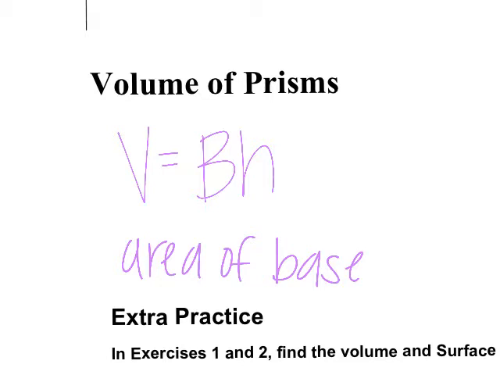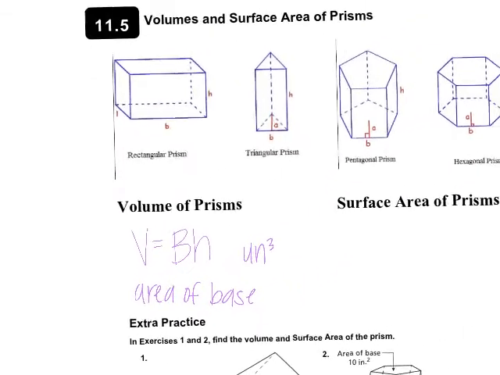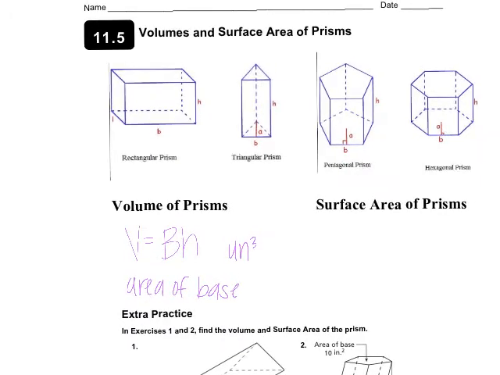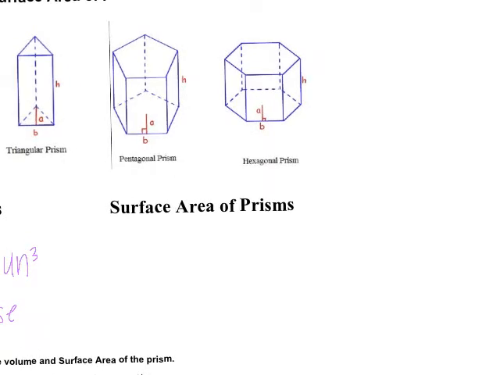Okay, how many dimensions is volume? Good, 3. So your units are always going to be cubed on volume. It's important. So there is volume. All right, let's think about surface area, which is, I think, a little bit more challenging.